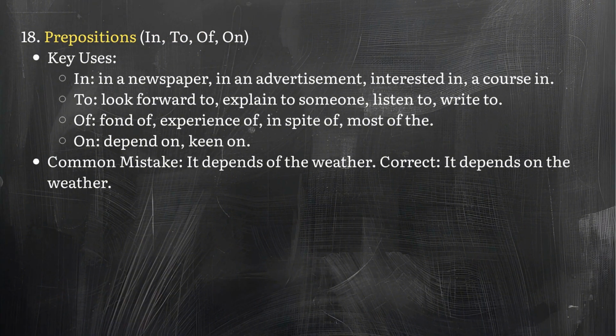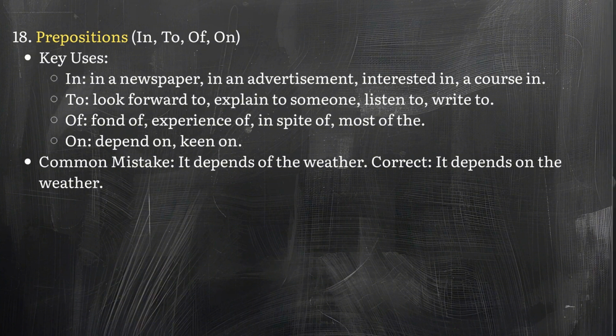Prepositions like in, to, of, and on must be used correctly. You read something in a newspaper, are interested in something, and take a course in a subject. You look forward to something, explain something to someone, and listen to someone. You are fond of something and have experience of something. And something depends on something else.